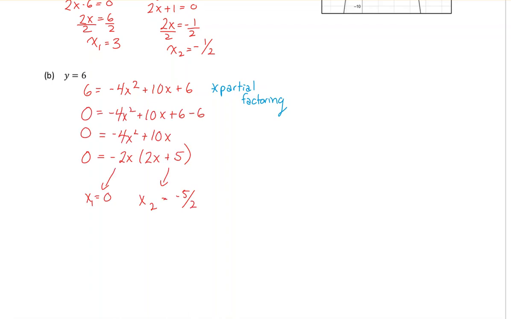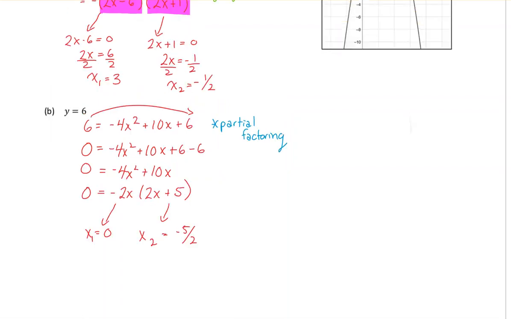So if you partial factor and you follow that process that we did, so we brought the 6 over and then we collected our like terms and we partial factored the negative 4x squared plus 10x, the result is that you get an x value of 0 and negative 5/2. So that was when y equals 6.